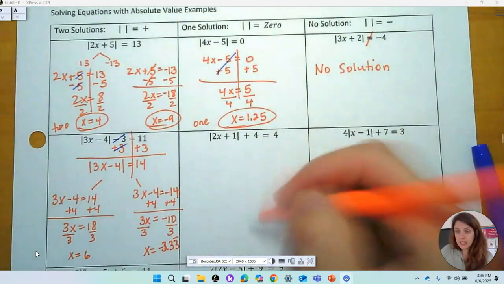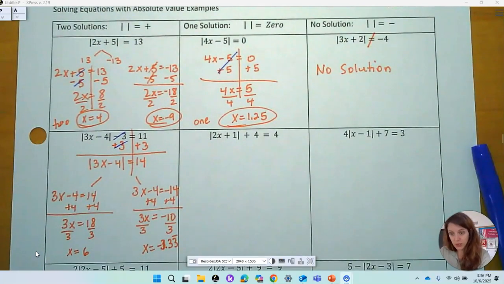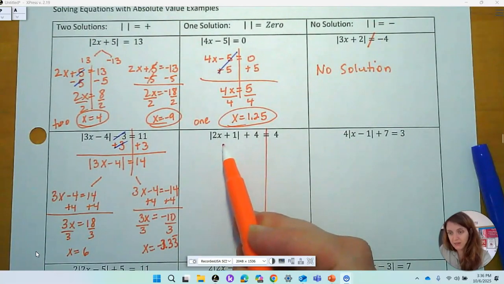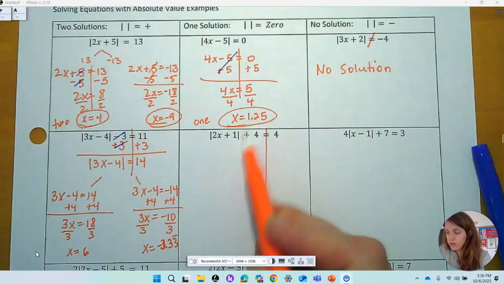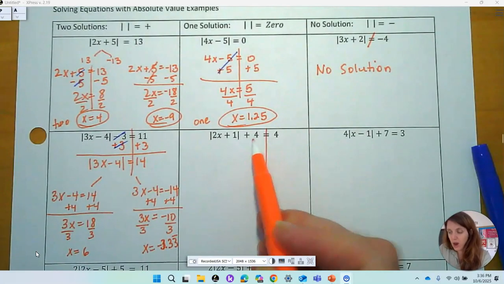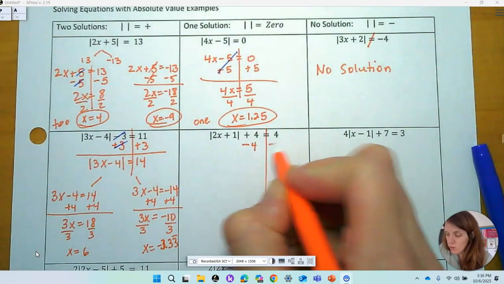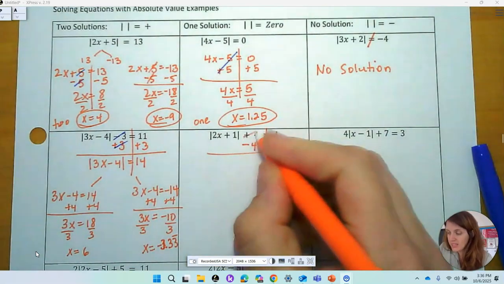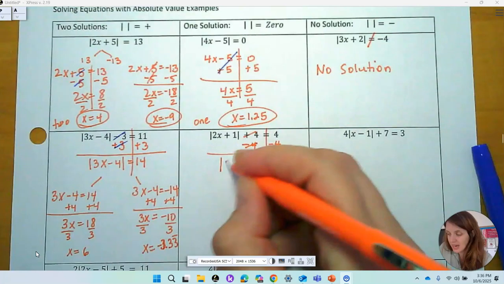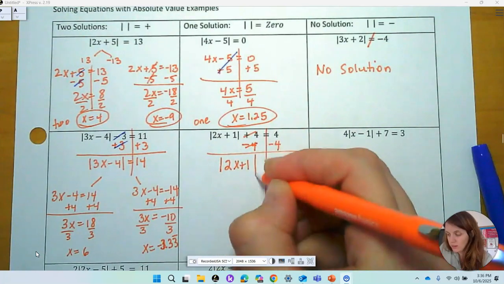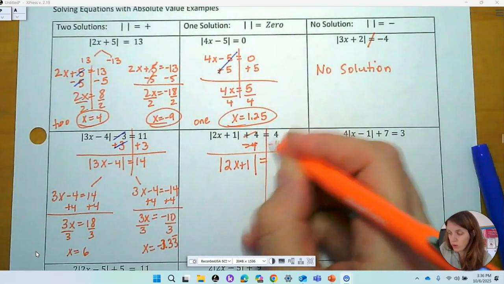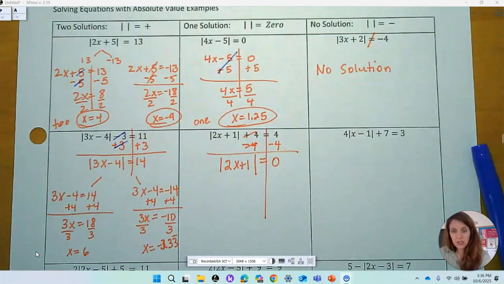Over here, you're going to see what happens that will end in a 0. So again, I need to have my absolute value alone on one side of the equation. So I'm going to move this positive 4. When I move the positive 4, I use the opposite, a negative 4. That's going to cancel. On this side, I'll have 2x plus 1. The absolute value of 2x plus 1 is equal to 4 minus 4, which is 0.